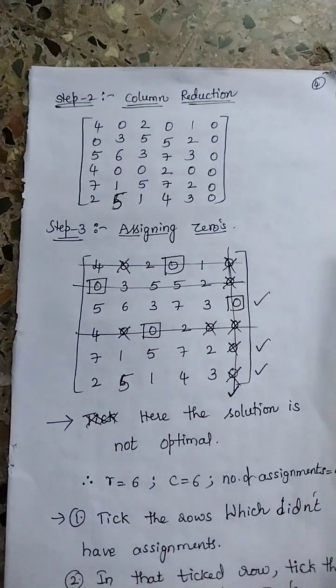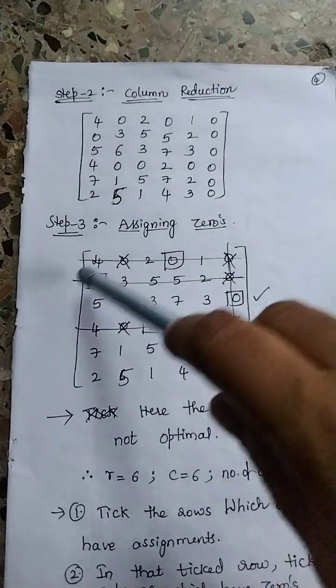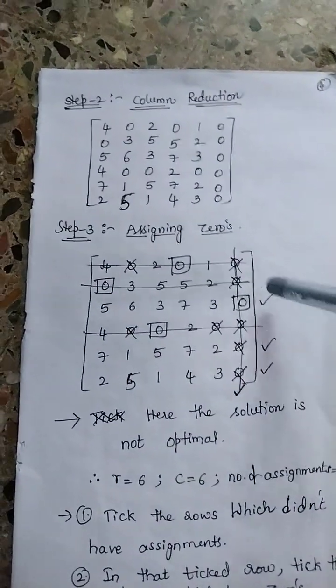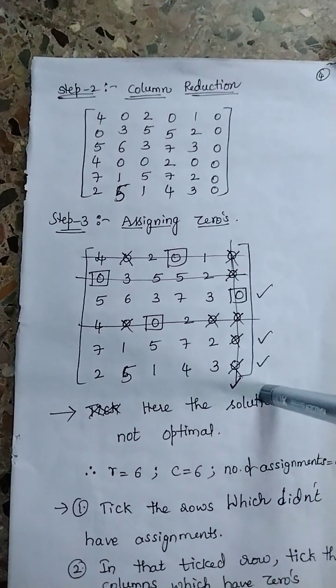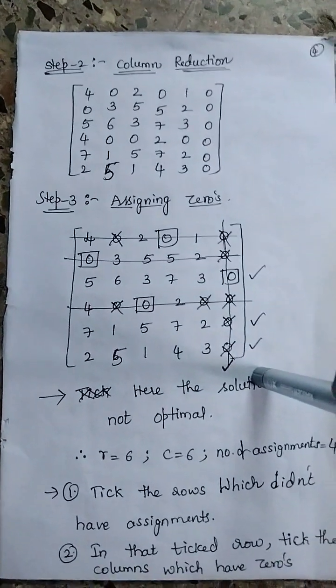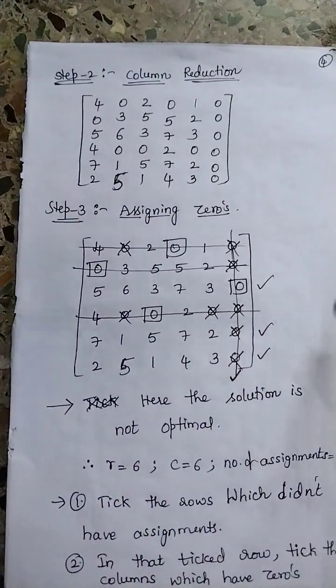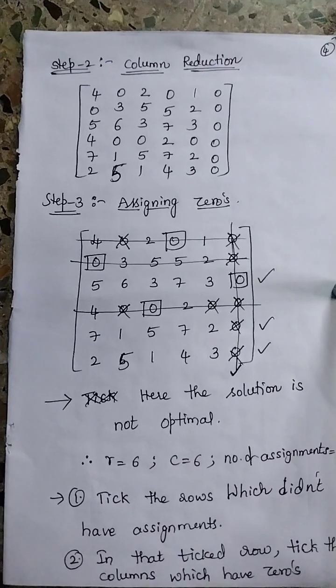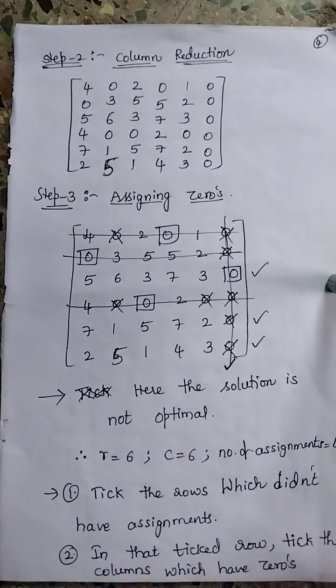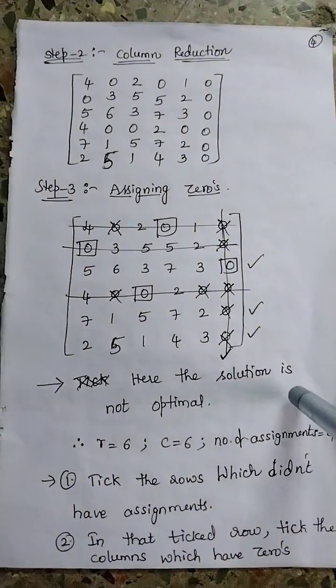Draw a straight line for unmarked rows. See, unmarked rows, these are the 3, 1, 2 and 4. And marked column you are going to cut off. So, this chain of marking and drawing straight lines has been completed. Now we are going to move on to the next step.